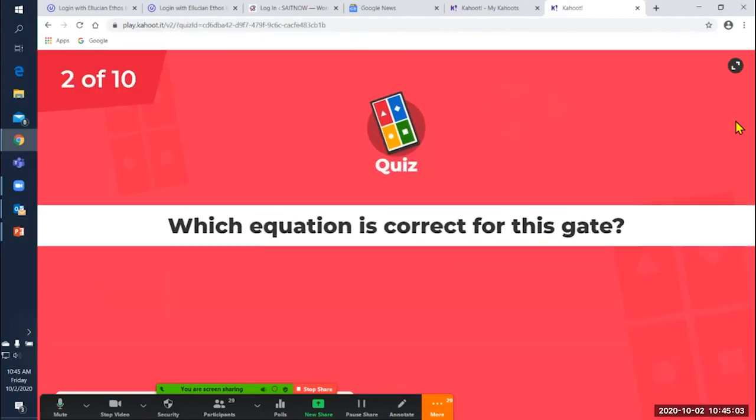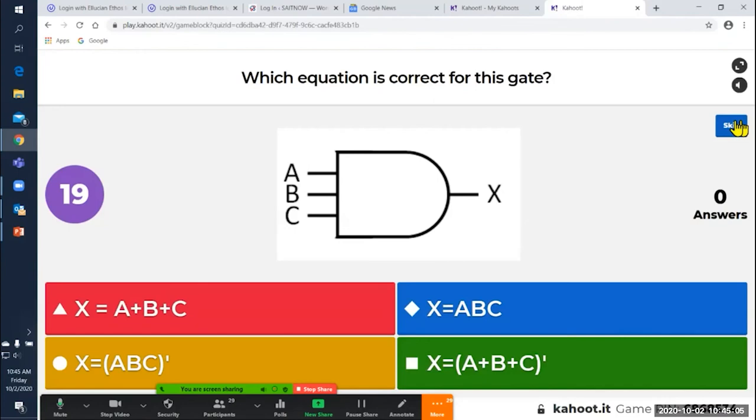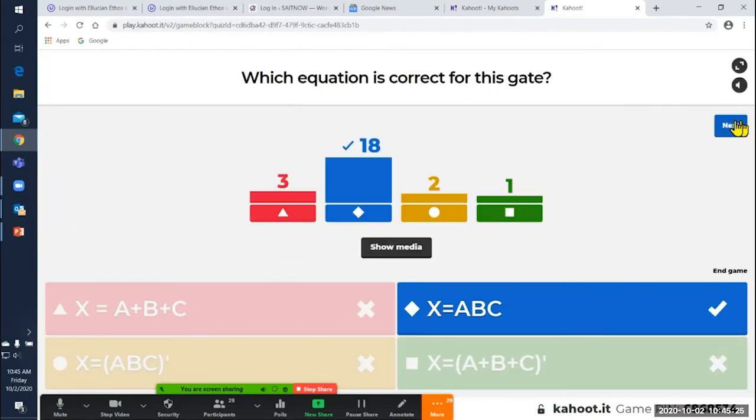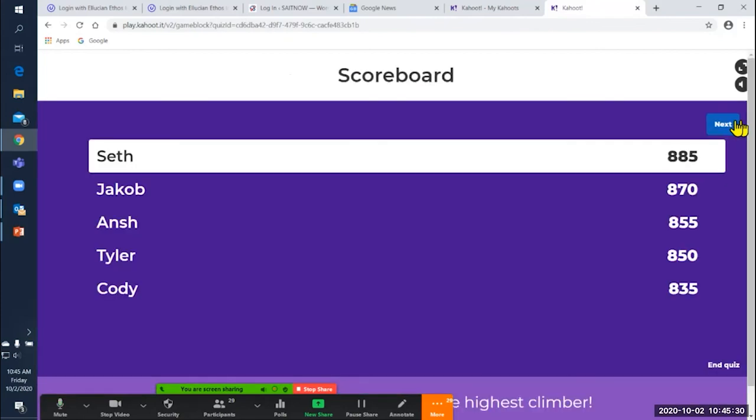Second question. Which equation is correct for this gate? Which one of these equations? Excellent. Way better than the previous question. 18. Good. Did our leaderboard change a little bit? Yes, it did. Some people were way quicker.